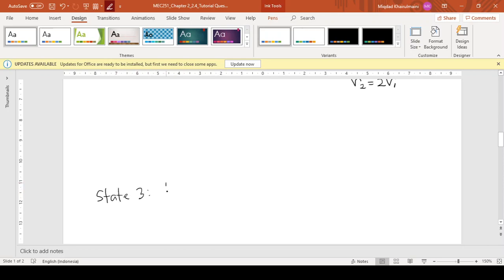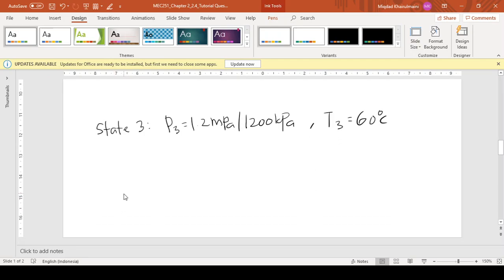So state 3, we do know the pressure, 1.2 megapascal, and also in kilopascal, 1200 kilopascal, and the temperature we do know now is 60 degrees Celsius. So now we do have two properties. We have the pressure and the temperature. So now we can do what is required, which is to check the phase first.